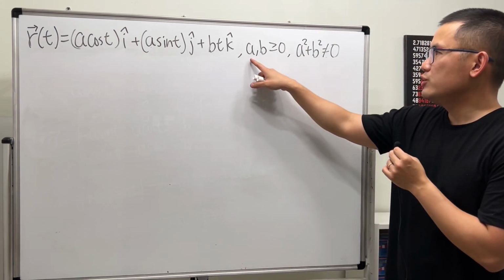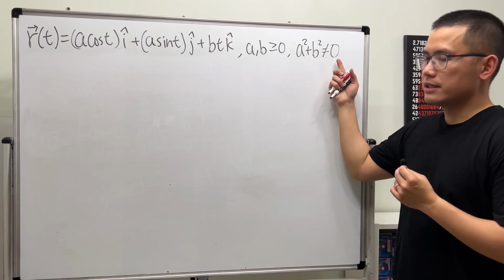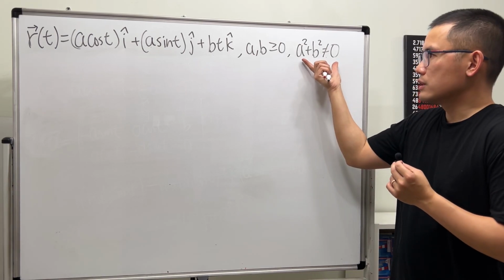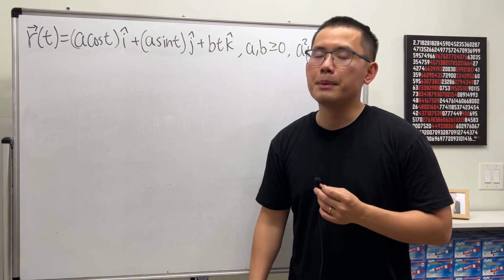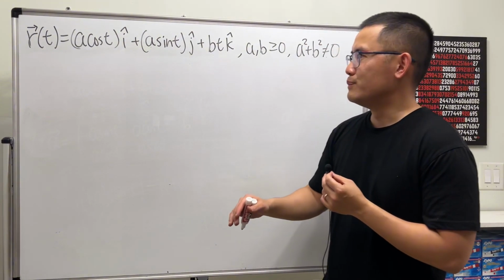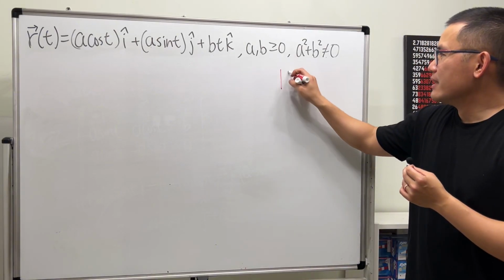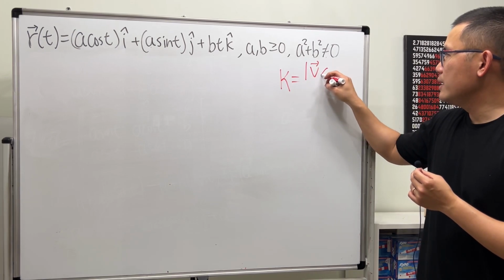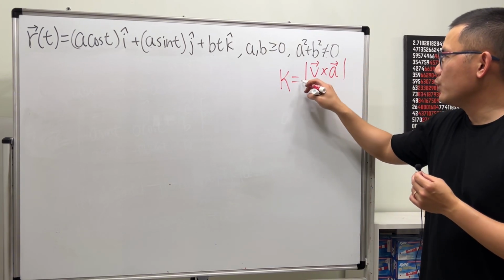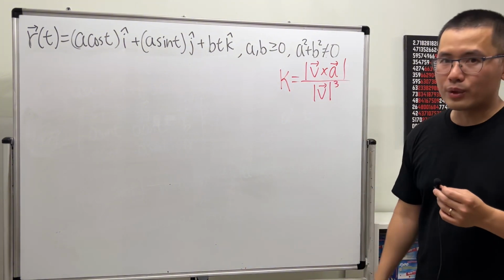And we also have the conditions that a and b are non-negative and a squared plus b squared is not equal to 0. This is just ensuring that a and b are not equal to 0 at the same time, because otherwise we will have just 0. And recall that the curvature kappa is equal to the magnitude of v cross a, divided by the magnitude of v raised to the third power.